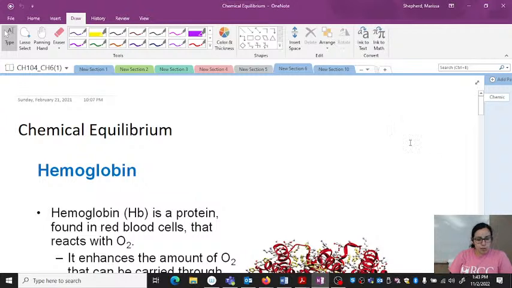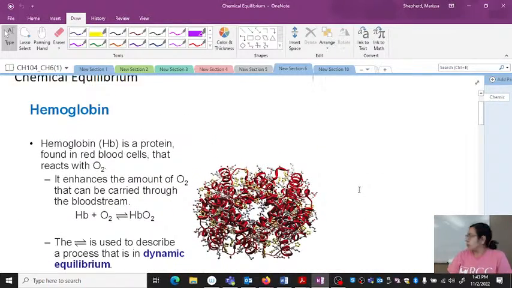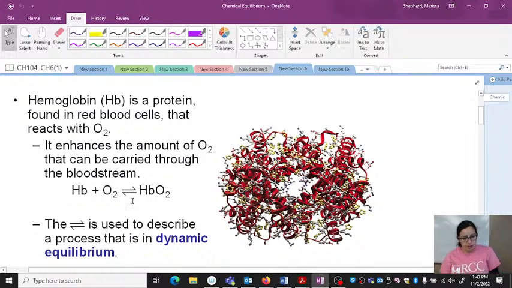So now let's look at chemical equilibrium, how we can change things. So let's look at what equilibrium is. A good example of equilibrium is hemoglobin. Hemoglobin is a protein found in your red blood cells that reacts with O2. This hemoglobin is iron-based. And how it works, if we start in the lungs, that means our hemoglobin is probably oxygen deficient, since it finished dropping off some oxygen somewhere in the body.